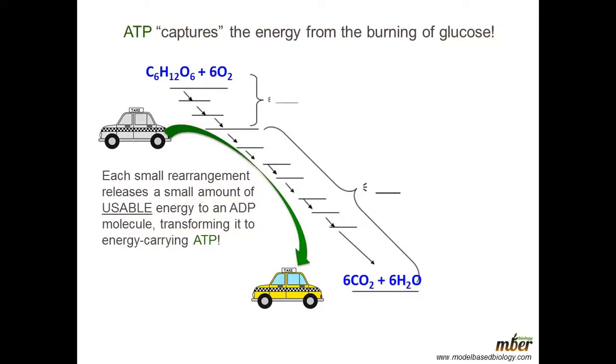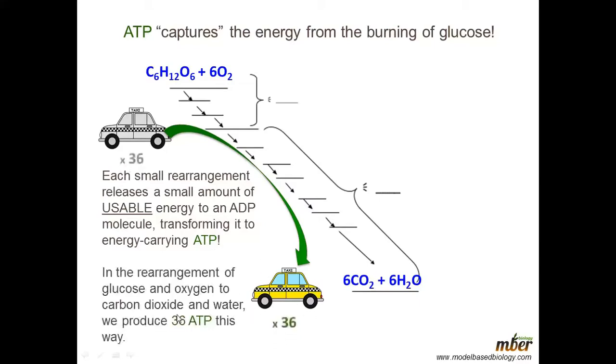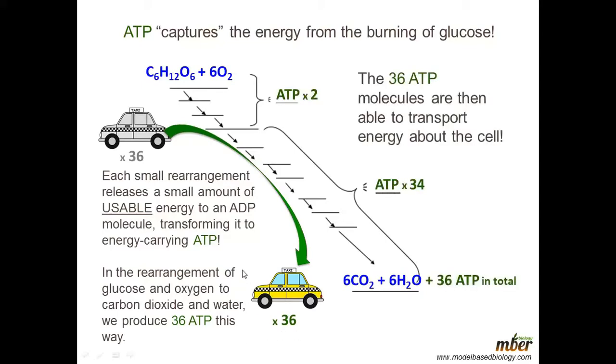So here we go. ATP captures the energy from the burning of glucose. Each small rearrangement releases a small amount of usable energy to an ADP molecule, and that transforms it into an energy-carrying ATP. And so in the rearrangement of glucose and oxygen to carbon dioxide and water, we produce 36 ATP this way. So the 36 ATP molecules are then able to transport energy about the cell. So here you've got 2, here we've got 34, and we have 36 in total.